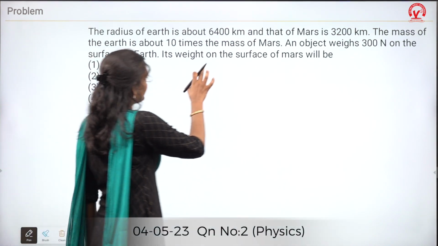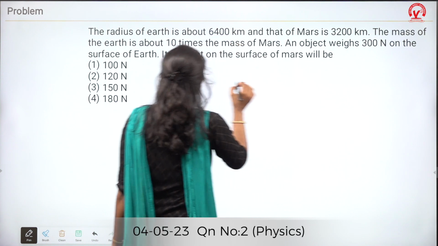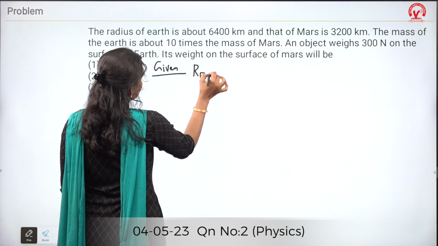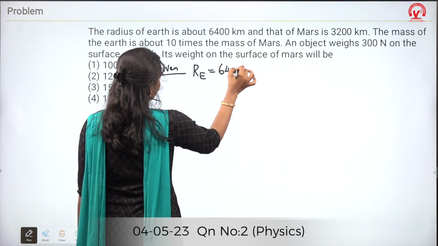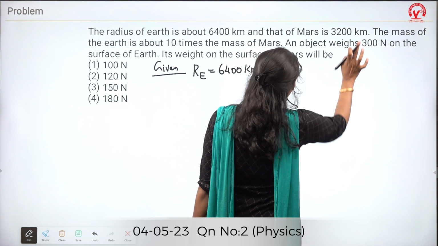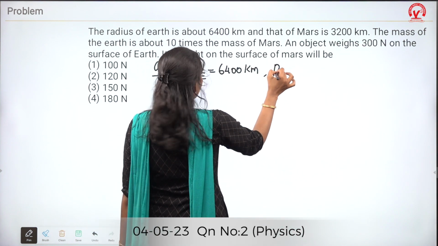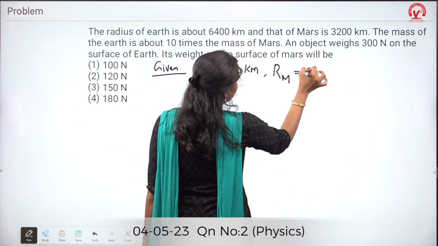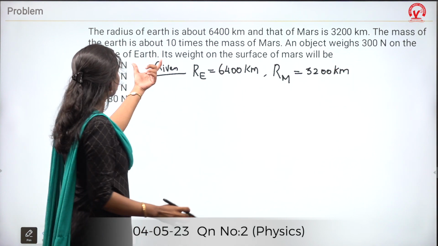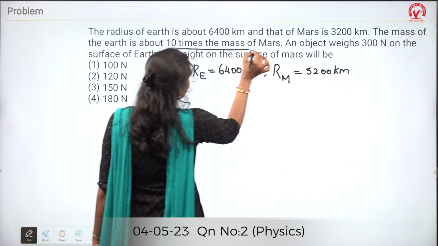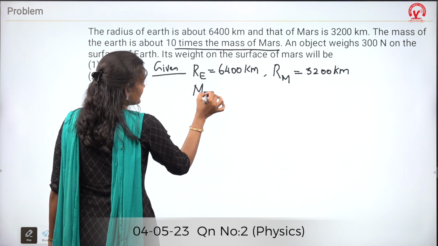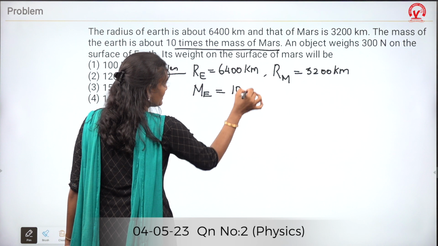The radius of earth is about 6,400 kilometer. So what is given here? Radius of earth is 6,400 kilometer, and that of Mars is 3,200 kilometer. So radius of Mars is 3,200 kilometer. Then the mass of the earth is about 10 times the mass of Mars. So here they have given the mass of earth, it is about 10 times the mass of Mars.